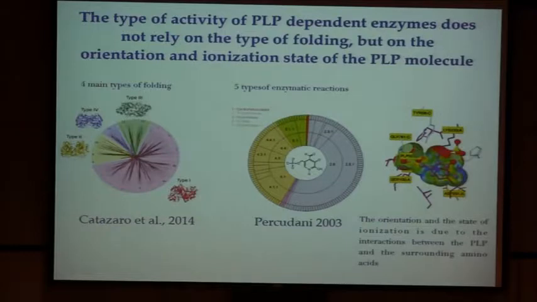Well, when I studied more about these PLP enzymes, I understood that there are four fold types, but the fold type doesn't give the type of activity. These PLP enzymes are really diverse. They can make five types of reactions, and you can have, for example, a transaminase in this fold type, and in this, and in this. The fold type doesn't give the type of activity that the enzyme will perform.